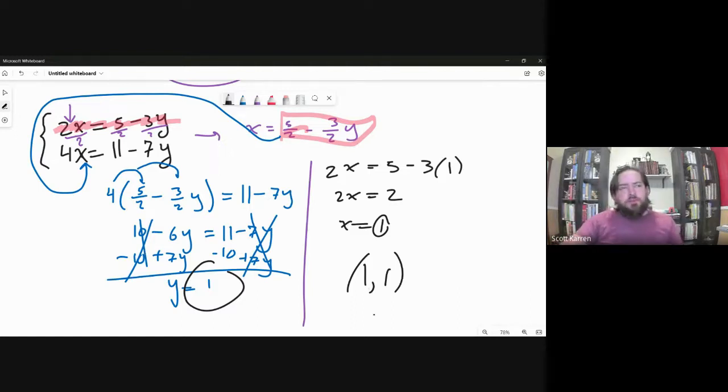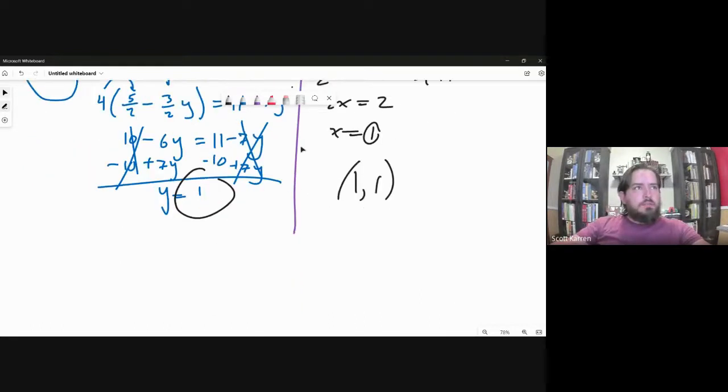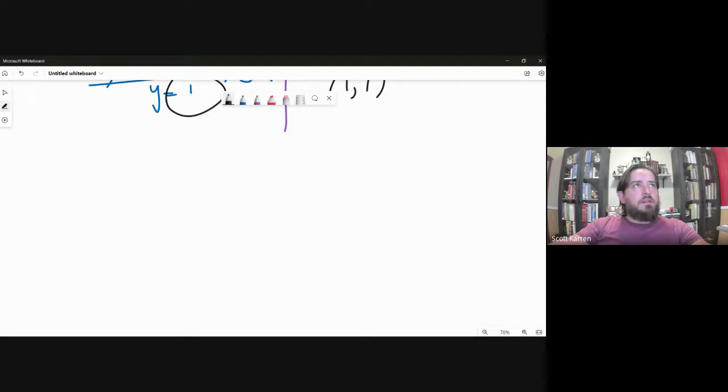So that's one of the limitations on substitution: sometimes you just can't get a nice value to solve for, to isolate. So what we'll do here is we'll move on to the next method. And that next method is called two things. It's either called the addition method or the elimination method.